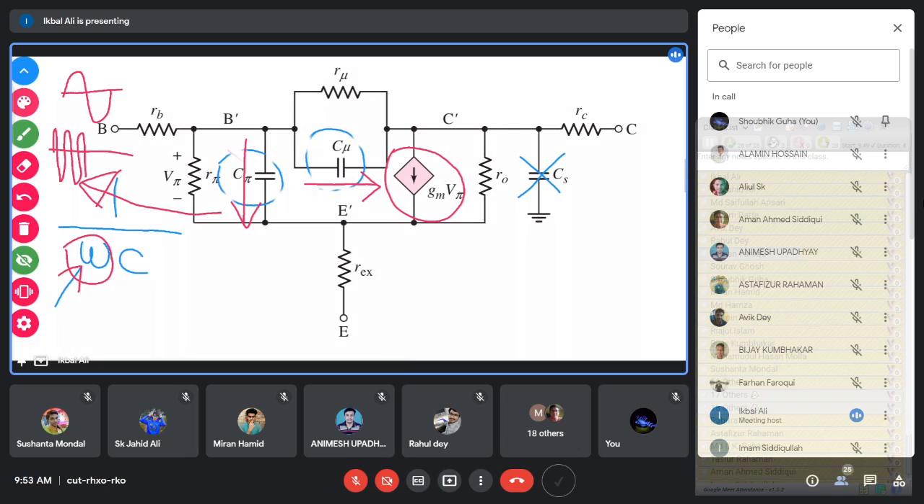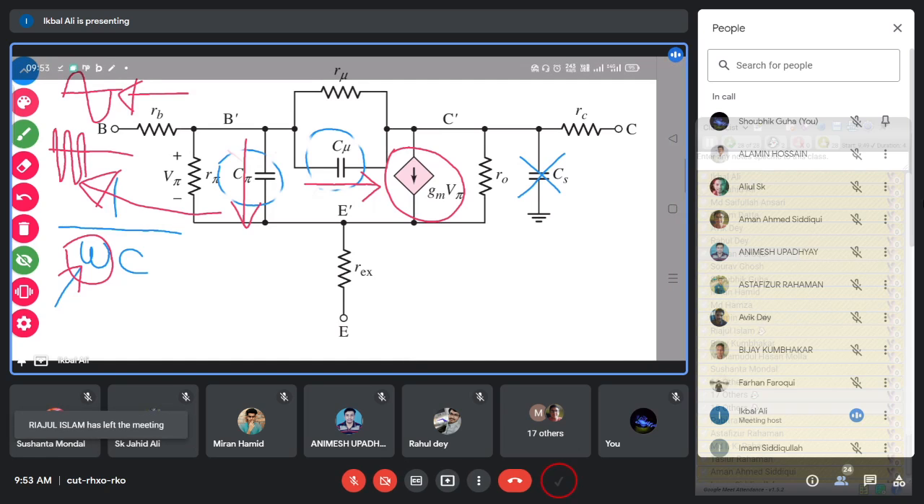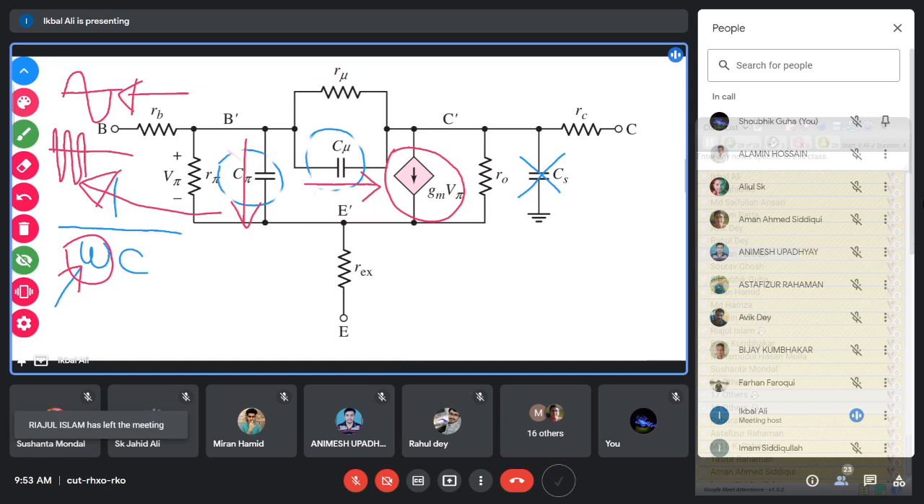But the current will not flow through the capacitor for a low frequency signal. For this signal, the current will not flow because of the high impedance. So for the low frequency signal, these two capacitors are open circuited, but for the high frequency signal, you cannot ignore them. The impedance is low and current will flow. You have to account for these capacitors in the circuit. So this is the difference between the low frequency and high frequency operation of the transistor.